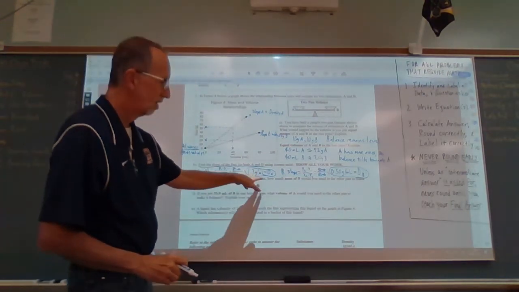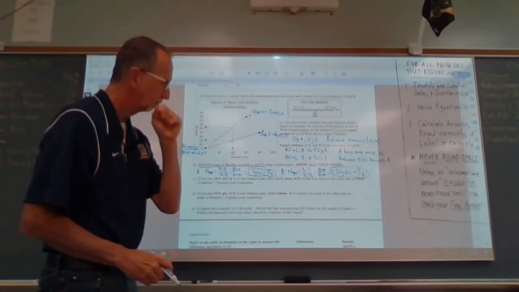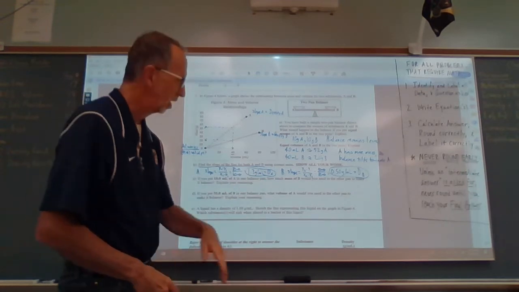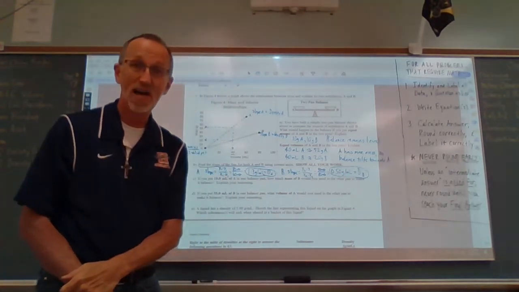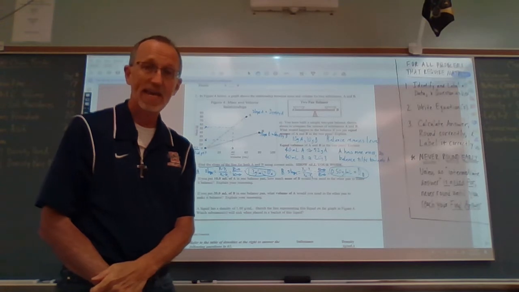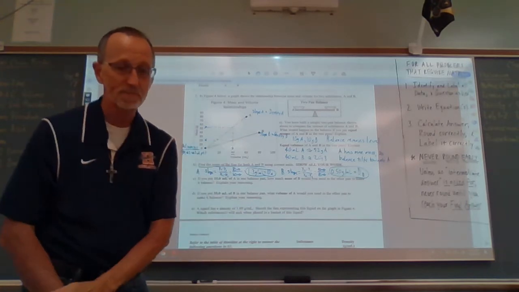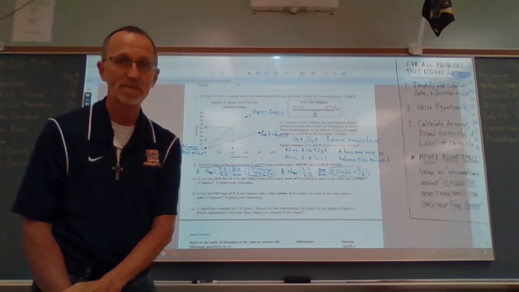So you can see the density of A is 1.3 grams per ml. Density of B is 0.50 grams per ml. A is more dense, and as you can see by the slopes of the two lines, that bears that out.